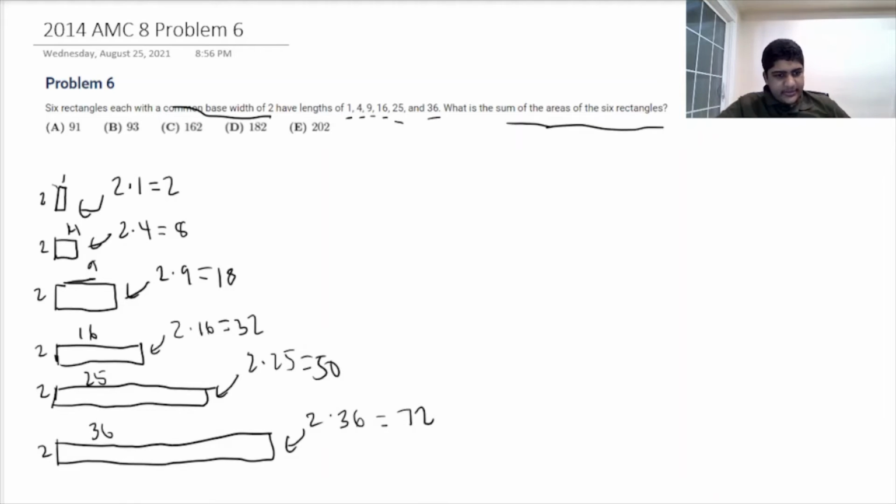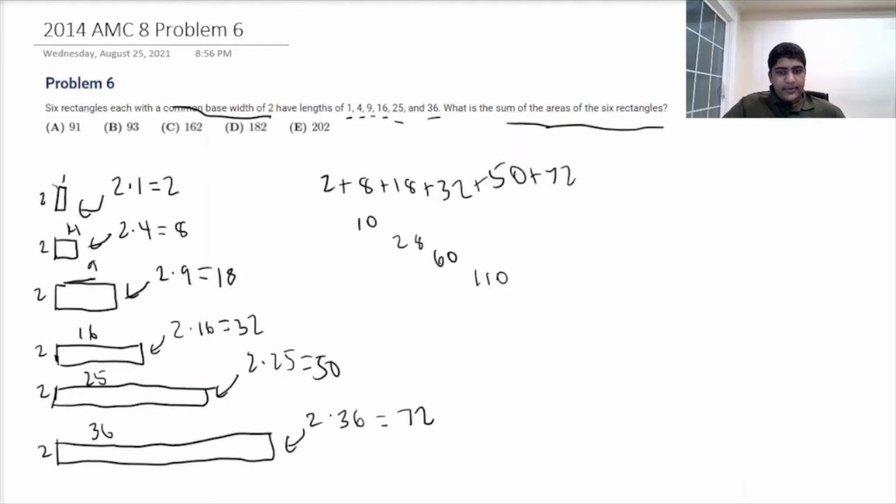And all we need to do is sum all of these values to get the sum of the areas. This sum is equal to 2 plus 8 plus 18 plus 32 plus 50 plus 72. 2 plus 8 is equal to 10, plus 18 is equal to 28, plus 32 is equal to 60, plus 50 is equal to 110, plus 72 is equal to 182, which is choice D.